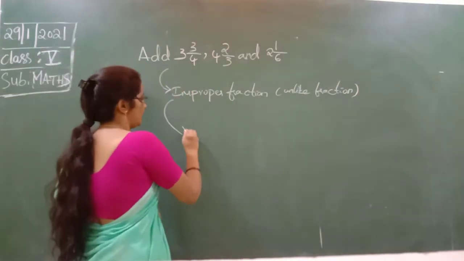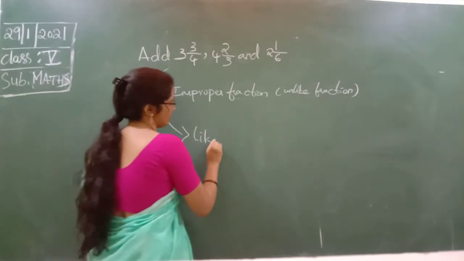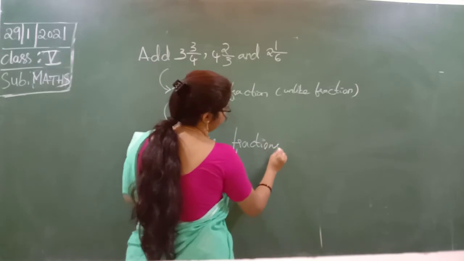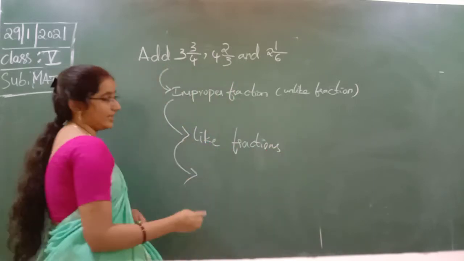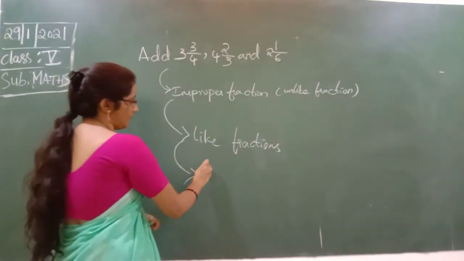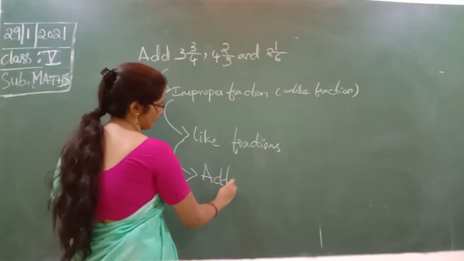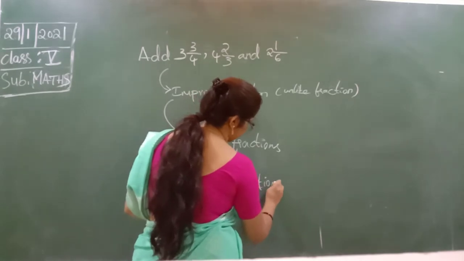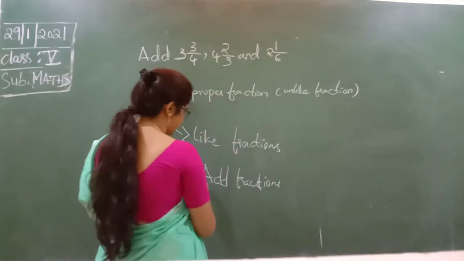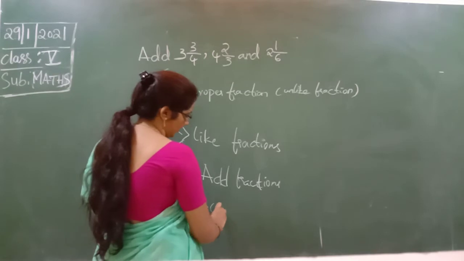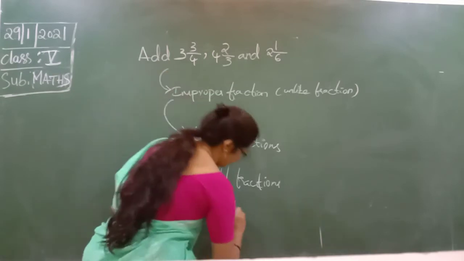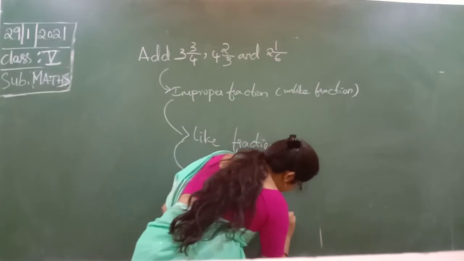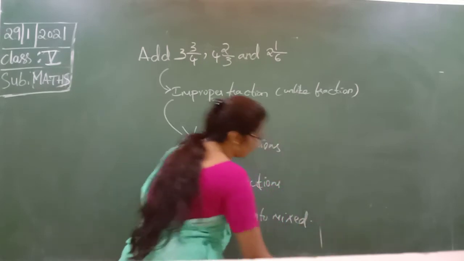Then we have to convert them into like fractions, that is, make the denominators the same. Then we have to add the fractions. After getting the answer, we have to convert that into a mixed fraction.